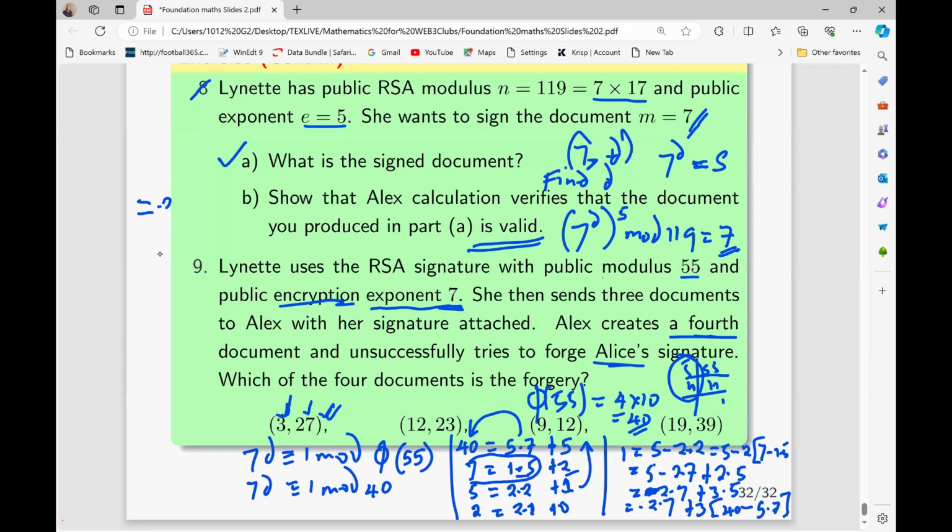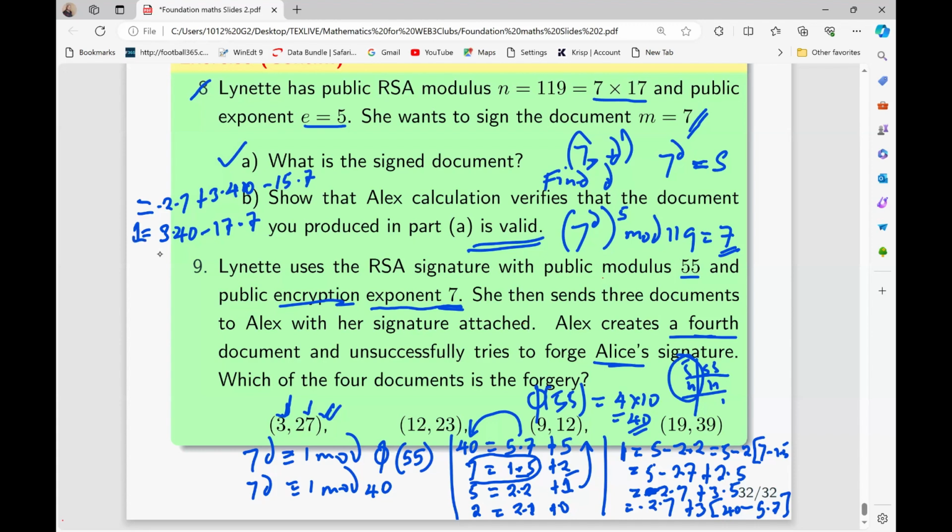This will be negative 2 multiplied by 7. Open that bracket. I have 3 multiplied by 40, and then this one I have negative 15 multiplied by 7. So what does this give me? This is 3 multiplied by 40, and this negative 2 and that negative 15 gives me negative 17 multiplied by 7. And this was equal to 1.